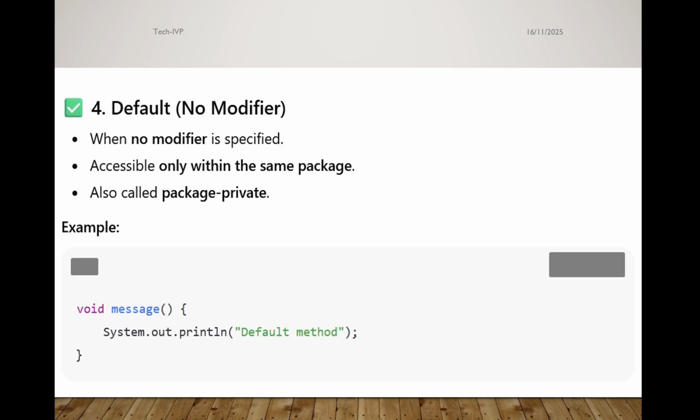The fourth one is default. When no modifier is specified, as we have not specified any modifier here, it is called default. It is accessible only within the same package, also called package private.